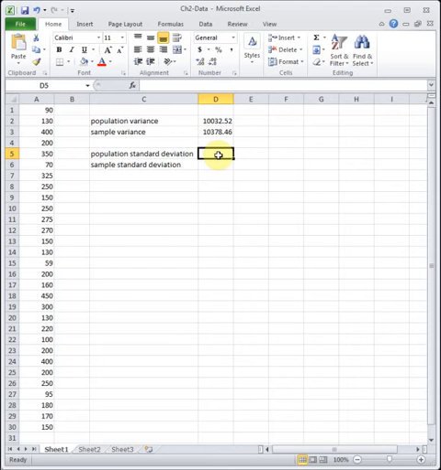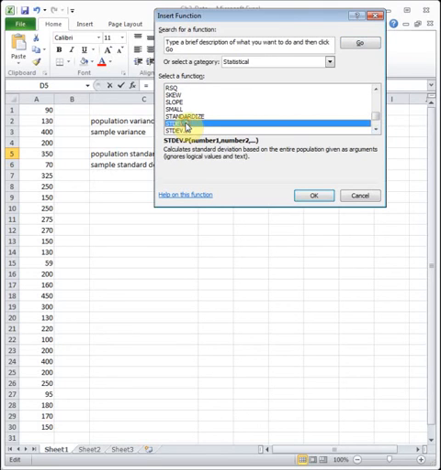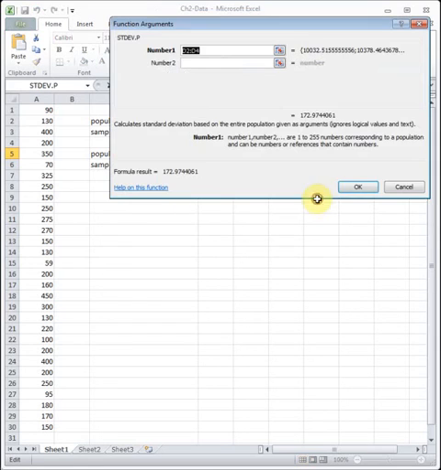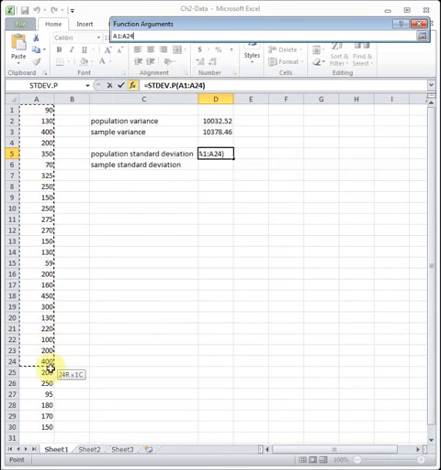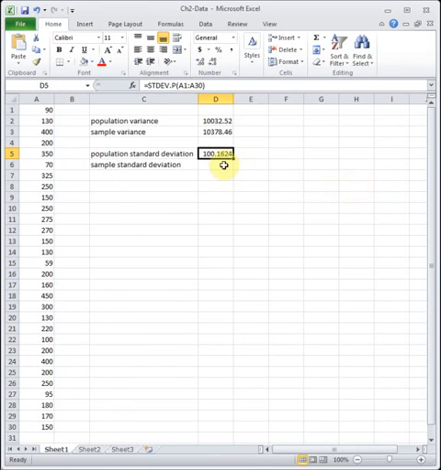So to find population standard deviation, we'll go up to Function Wizard and go down to the S's for standard deviation. We want stdev.p to calculate the standard deviation based on a population. And again, we just highlight everything and click OK. It's pretty easy. And you see the standard deviation, if this is the population, is 100. So it's telling us there's about a 100 unit spread within the data, which makes much more sense than like a 10,000 unit spread.